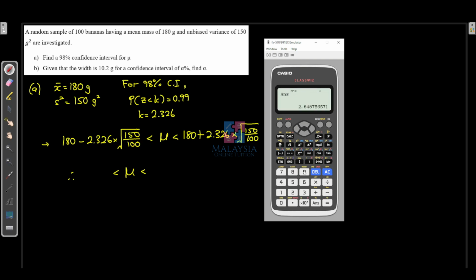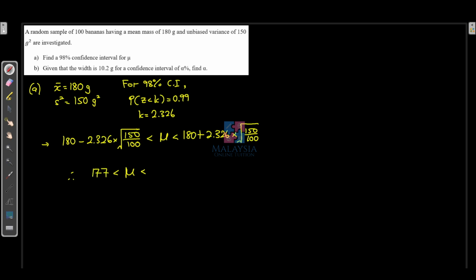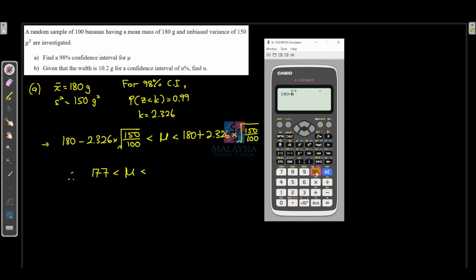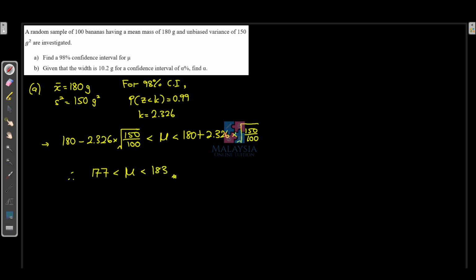So we get this, and we store this inside the letter A, for example. So 180 minus A, we get 177, correct to 3 significant figures. And then for the upper value, we get 183. So this is the final answer for question number 4, part A.